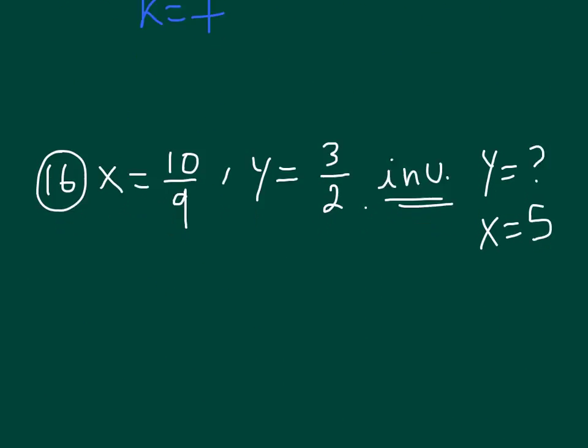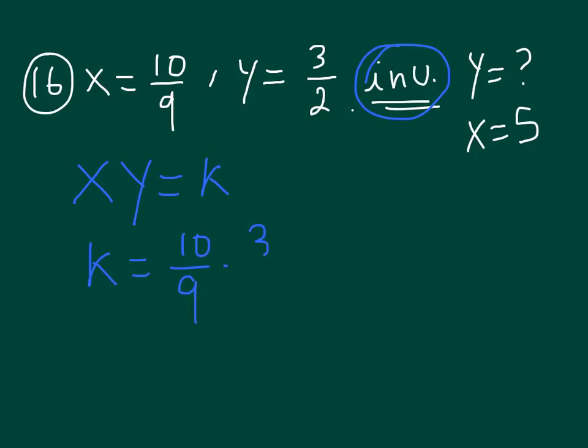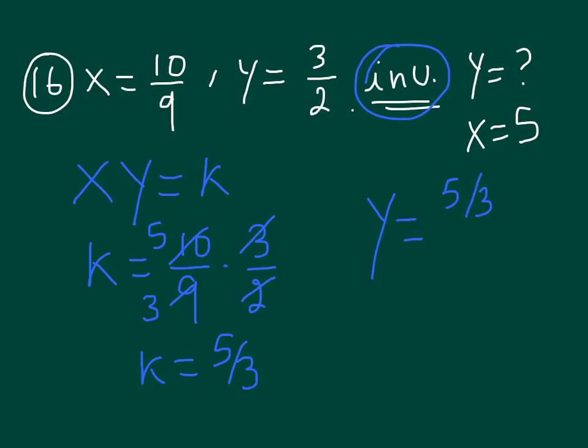Last is number 16. Number 16 again is the same problem. We have an inverse variation. That means x times y equals a constant k. So that constant is going to be 10 over 9 times 3 over 2. You reduce here, you get a 5. You reduce here, you get a 3. So that constant is 5 over 3. To answer the question, what would be y if k is 5/3 and x is 5 over 1? Can we multiply by the reciprocal? 5 over 3 times 1 over 5. Cancel your 5, and y equals 1/3.